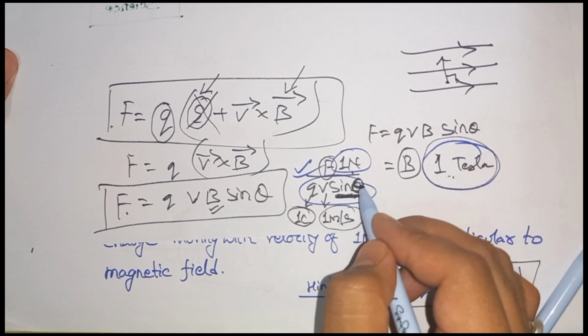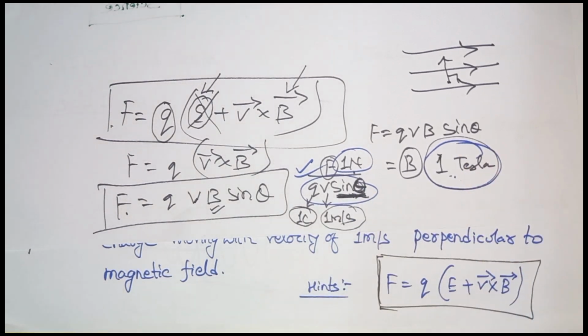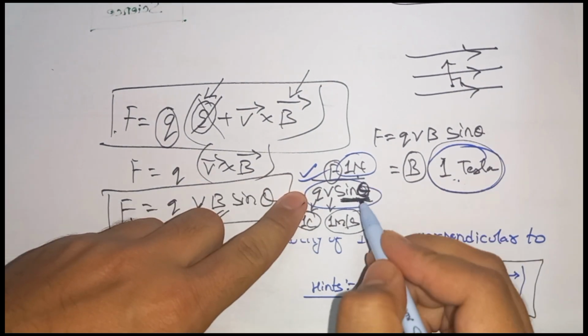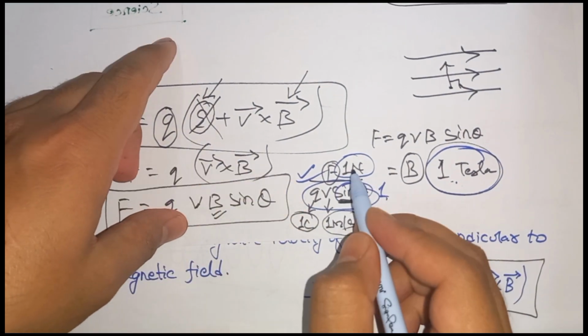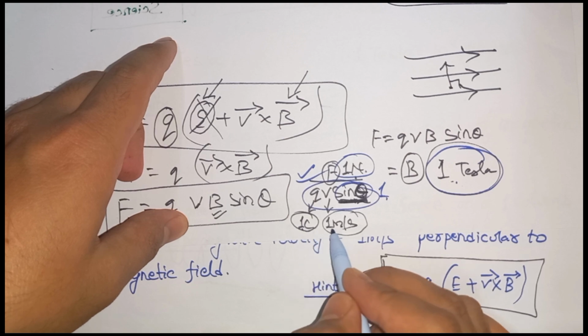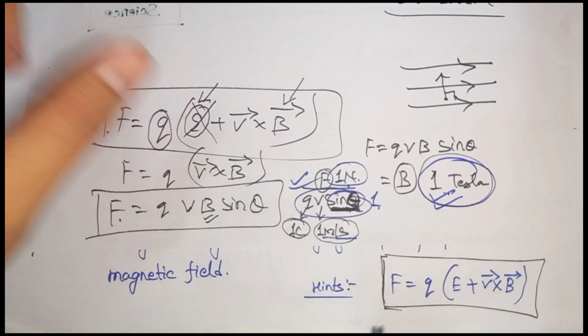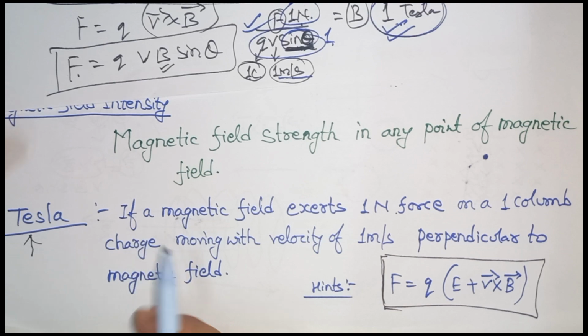But if the value of theta is 90 degrees, then this term will be equal to 1. So whatever 1 Newton divided by 1 coulomb divided by 1 meter per second will be equal to 1 Tesla. So I want to go through this right now.